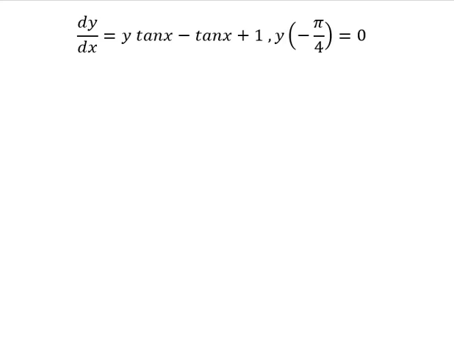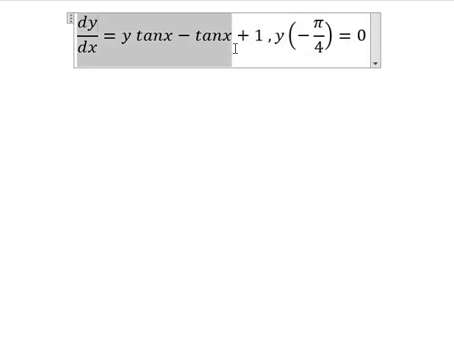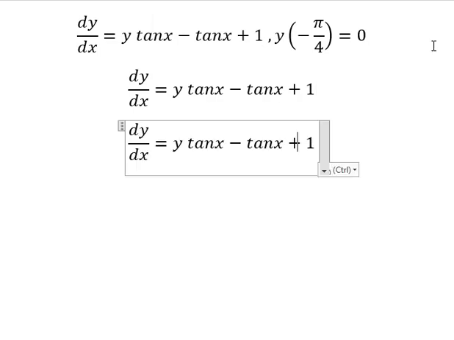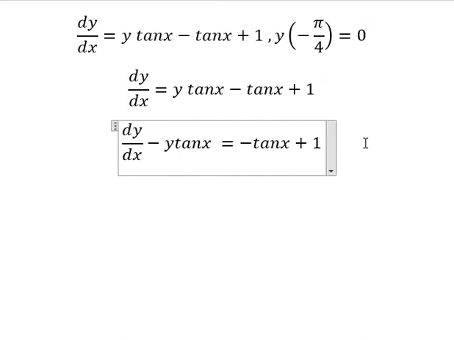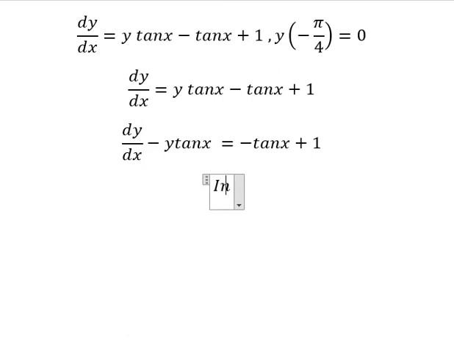So now I want to show you how to answer. So I will put this one to the left and we have negative y tan x. So we see that we have y and the first derivative of y, so we can use an integrating factor.